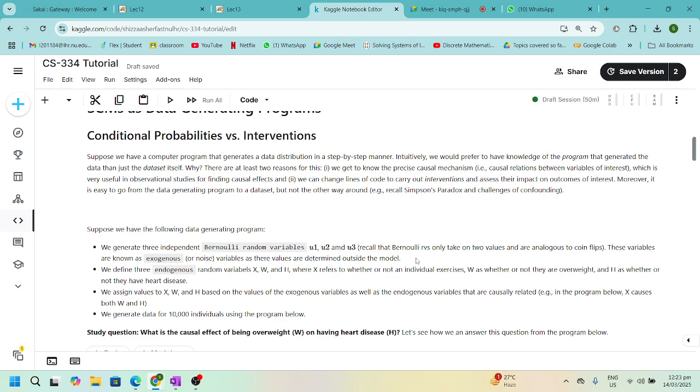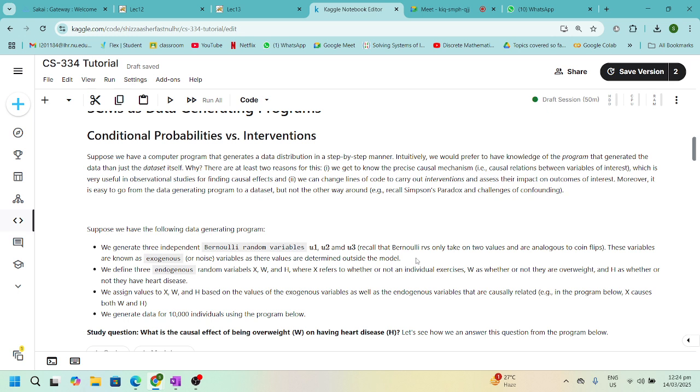In our last session, we went over a case study that covered Simpson's paradox. In our case study, you already had a data set, but you were trying to go from the data set towards understanding the data generating program, or you were trying to use the data set to estimate the causal impacts of different treatments on different outcomes. All right, this time we're going to do it the other way around.